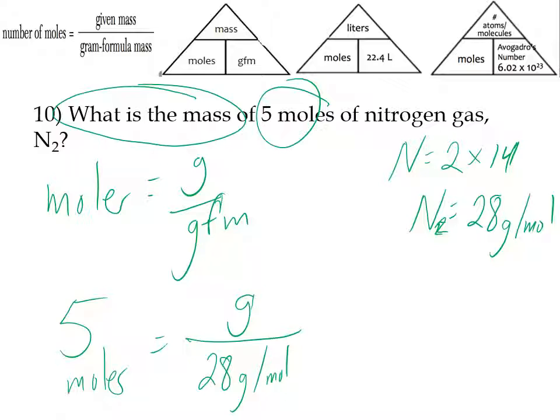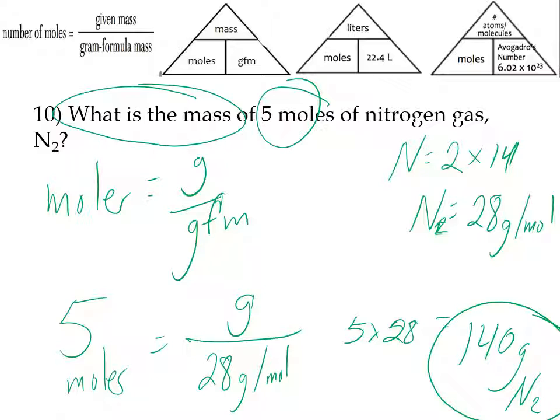grams per mole. We don't know what grams is. We cover up the top thing, we multiply across, and 5 times 28 is going to give you 140 grams of N2. If each mole of N2 weighs 28 and you have 5 moles of it, then just multiply the 5 by the 28 and that tells you your entire 5 mole sample of N2 gas weighs 140 grams.